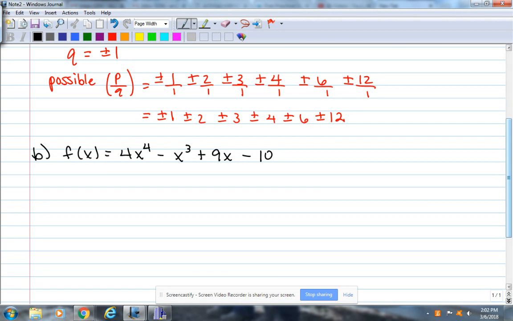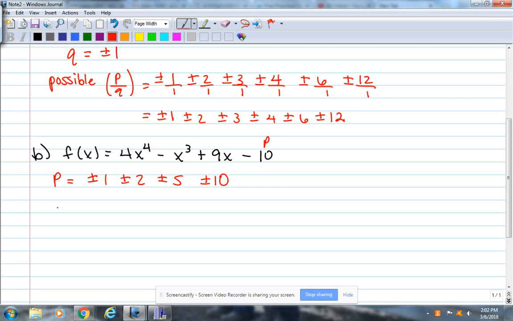All right. So what's my constant term? Negative 10. So that's my p. So let's list all of my factors for p. Now what all will multiply to get 10? 5 and 2, and what else? 1 and 2. So I'm going to put them in order. Plus and minus 1, plus and minus 2, plus and minus 5, and plus and minus 10. Nothing else multiplies to get 10, does it?